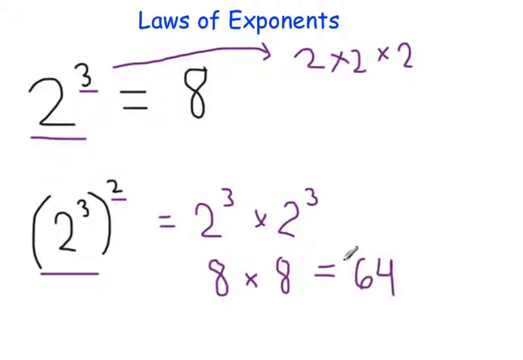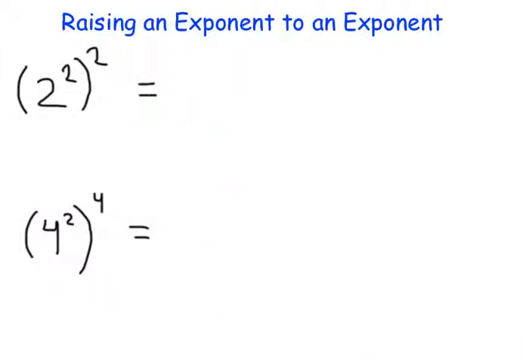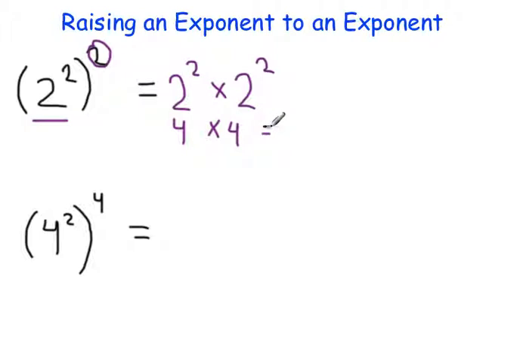Let's continue with examples of raising a power to a power in order to derive a rule for such a case. 2 squared raised to the 2. Our base is 2 squared, our exponent is 2. So we are going to multiply our base of 2 squared twice. Two squared is 4. So we have 4 times 4, or 16.